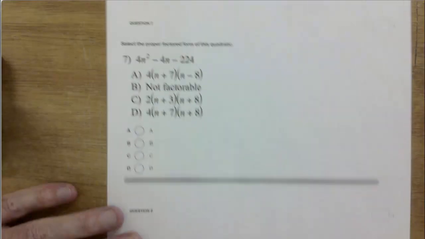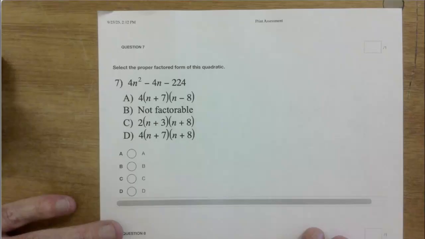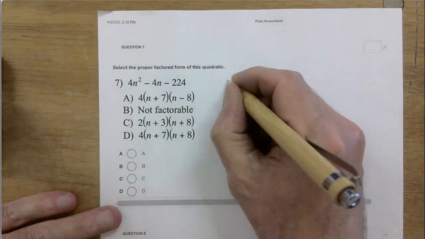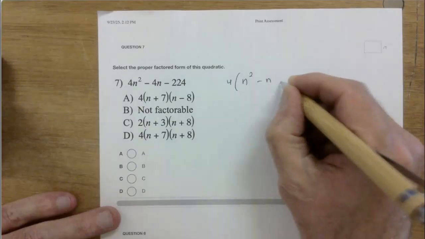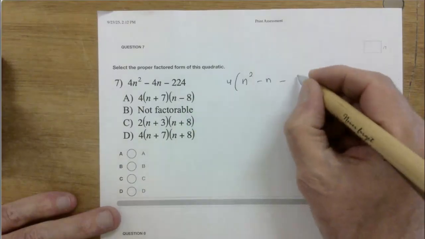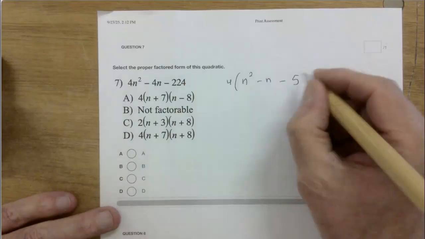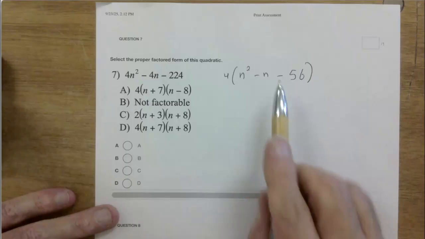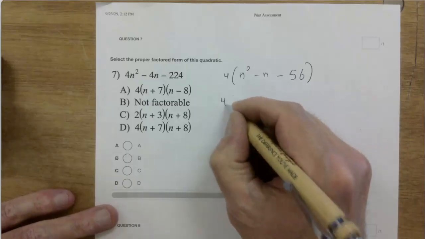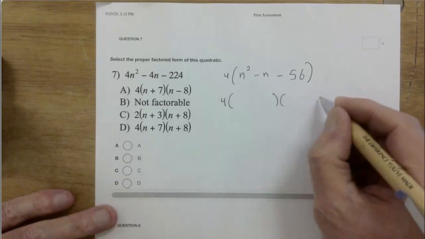Number 7. Looks like there's a 4 here, so take out the 4. N squared minus n minus, let's see, 4 goes into 25 6 times, remainder of 2, 24 to 56. Looks like we got the same thing. When I subtract them, I get 1. So it's going to be a very similar answer.